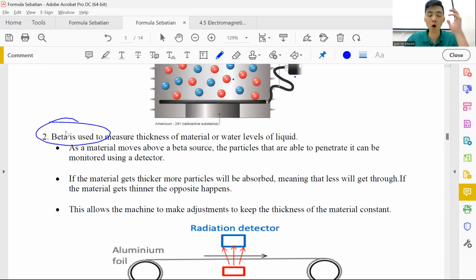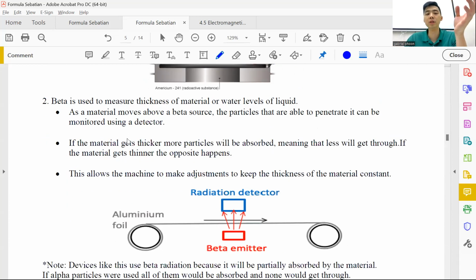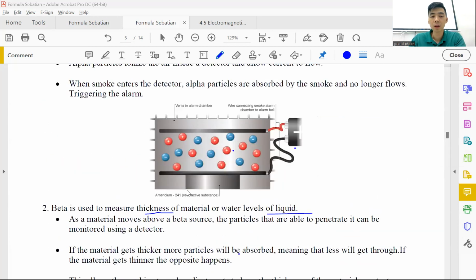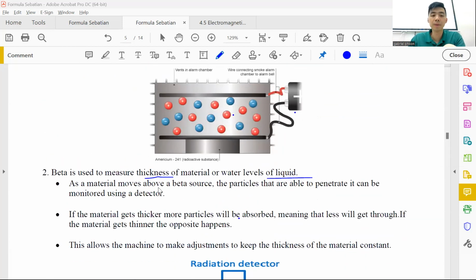Beta particles are more commonly used in a lot of industries. For example, to measure the thickness of the material and also the level of the liquid. In terms of beta particles, they're used to measure the thickness and also levels of liquid.